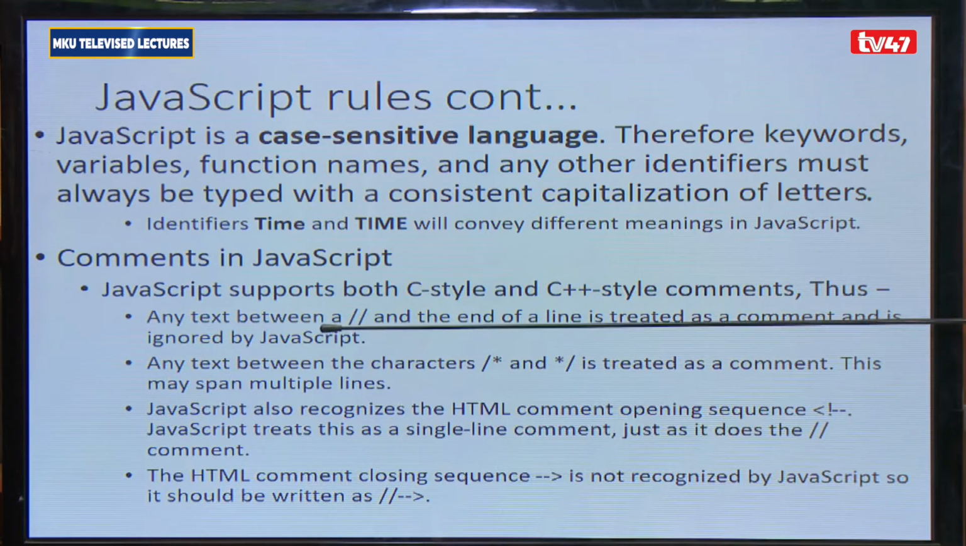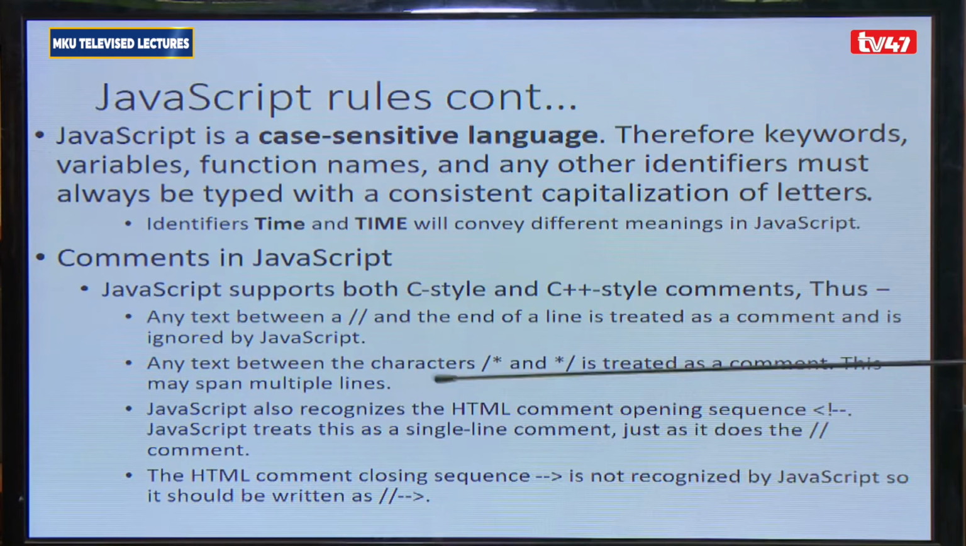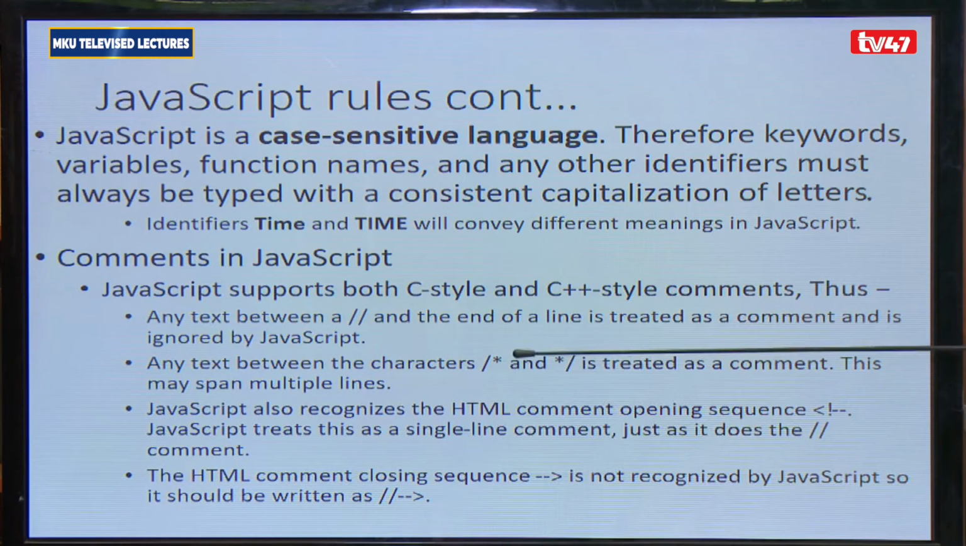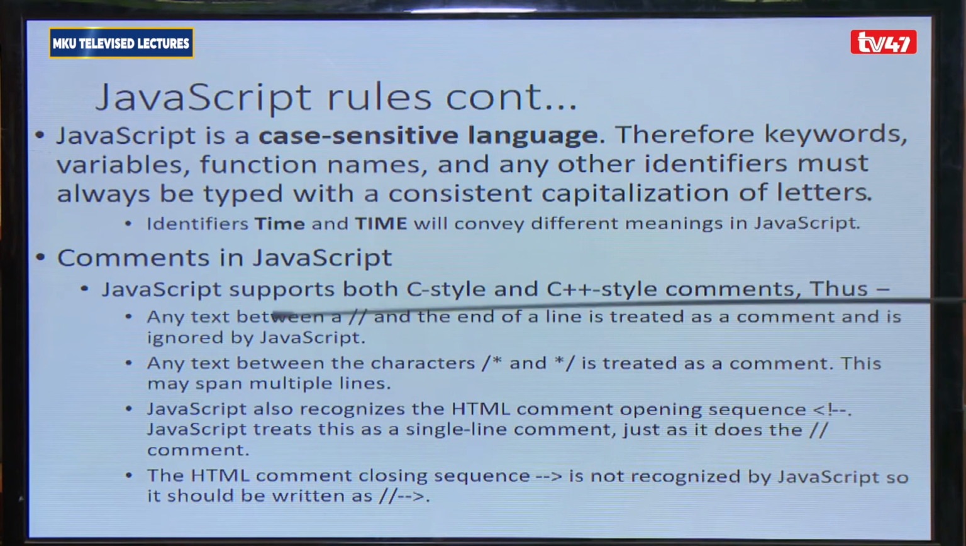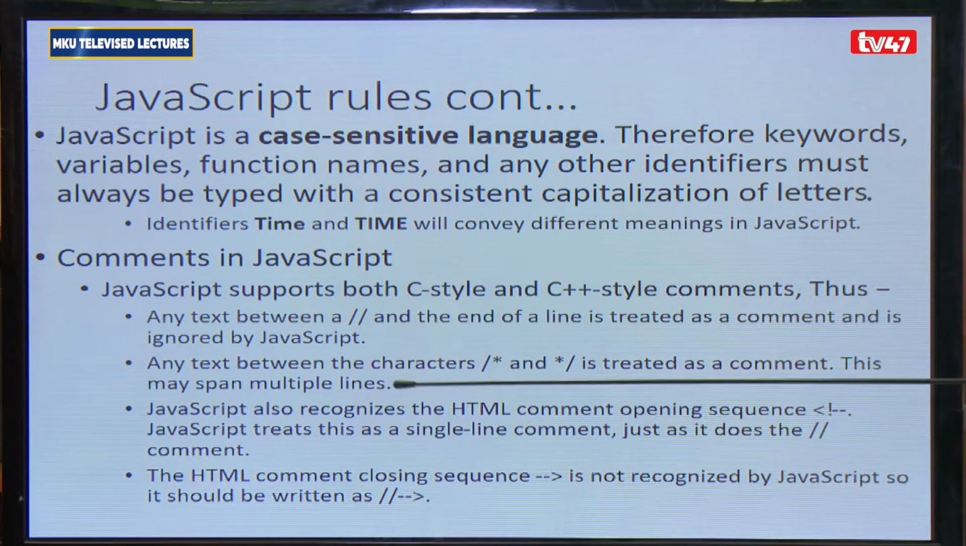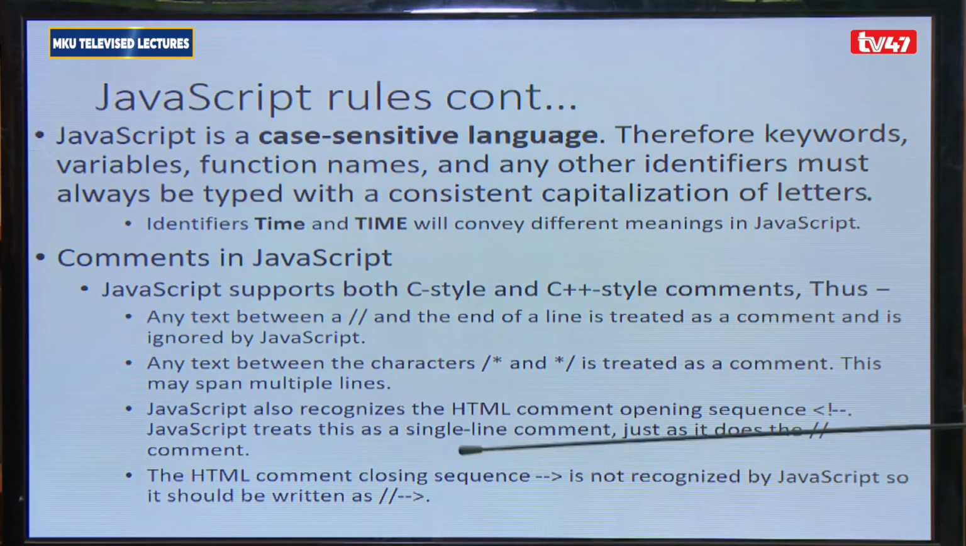So anything that comes after these two double slashes will be treated as a comment. Then any text that comes between this slash and an asterisk, which has to end also with an asterisk and a slash, is treated as a comment. Now, this may span over multiple lines. Unlike the previous one, the double slashes appear only in one line. This other way of commenting spans through several lines.